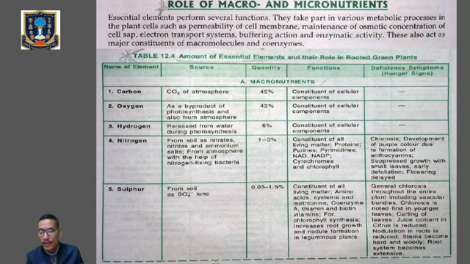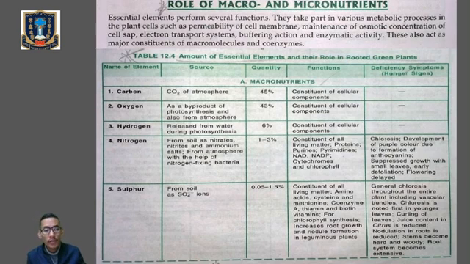and development of a plant. In case their concentration in the plant is lesser, or they are present in small volume, the plant will suffer from different types of disorders. Clear? These are also called deficiency symptoms, which we are going to discuss. So essential elements perform several functions.